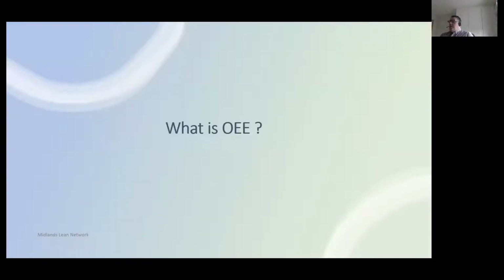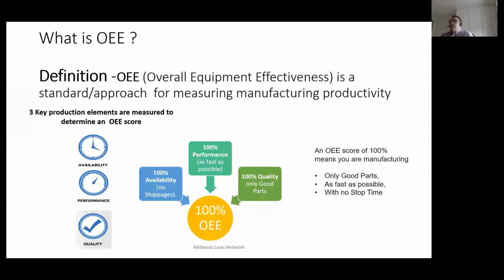So what is OEE? The definition of OEE from all the gurus is that it's called overall equipment effectiveness, and it's the standard approach for measuring manufacturing productivity. The tool itself contains 3 distinct measurements that are combined together to give us our overall OEE score. The 3 elements that we measure are availability, performance, and quality.